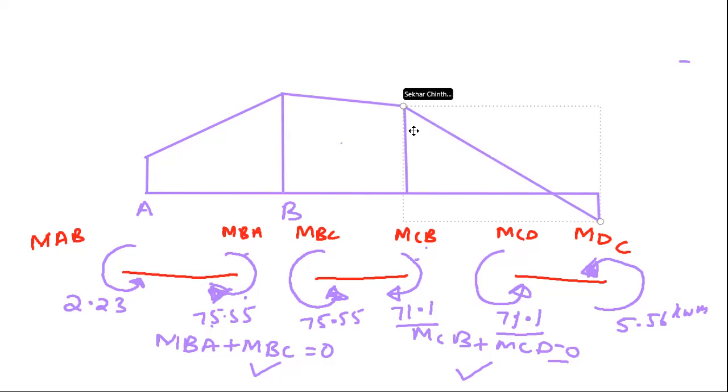Okay, so this is support. These are the support moment values which I have plotted. Now I'm going to write those values. This is 2.23 and this is 75.55. And this is 71.1 and this is 5.56.